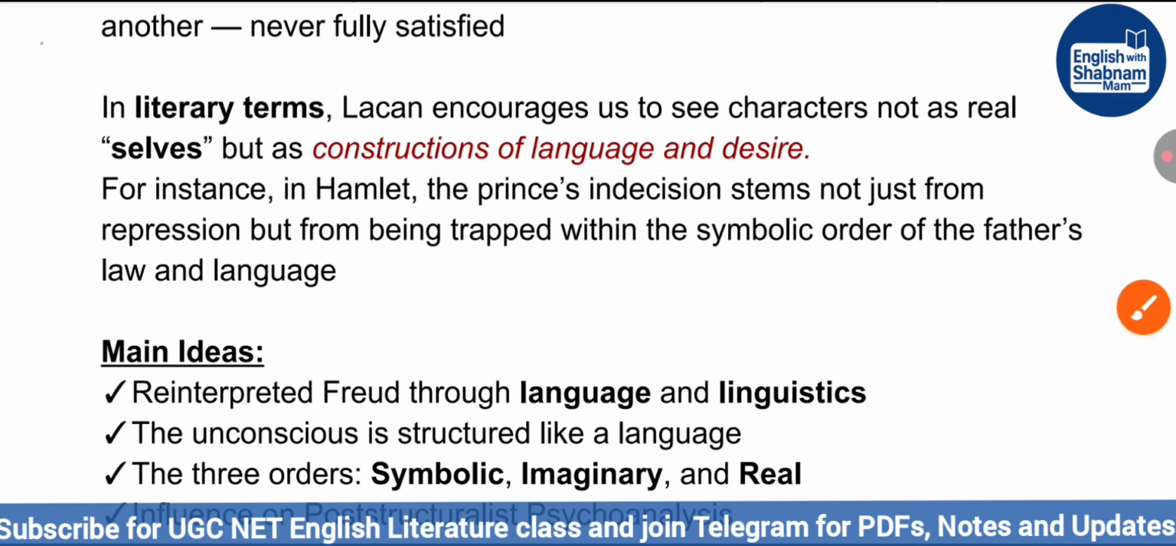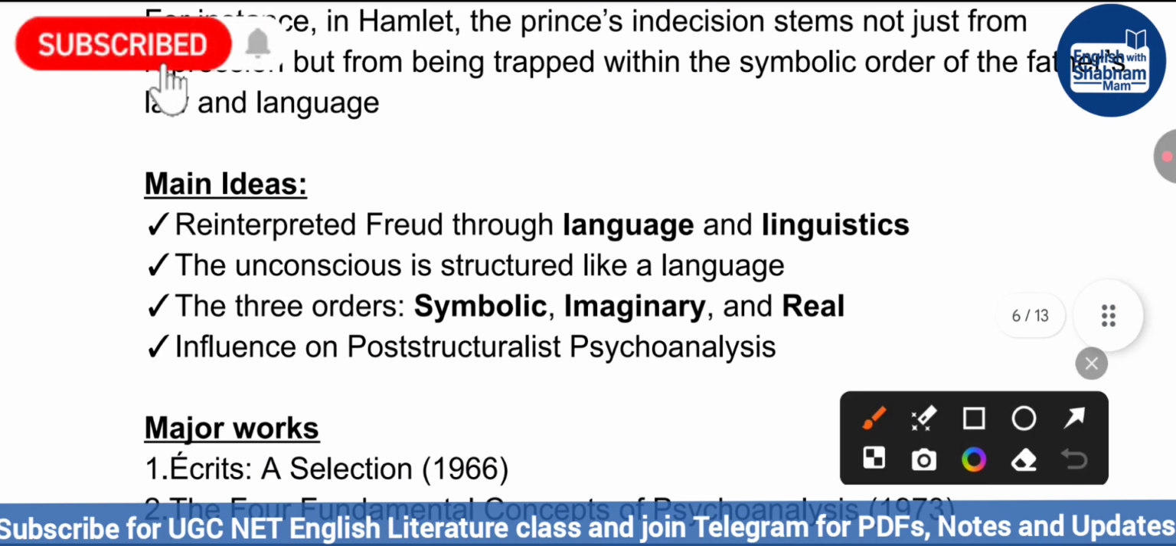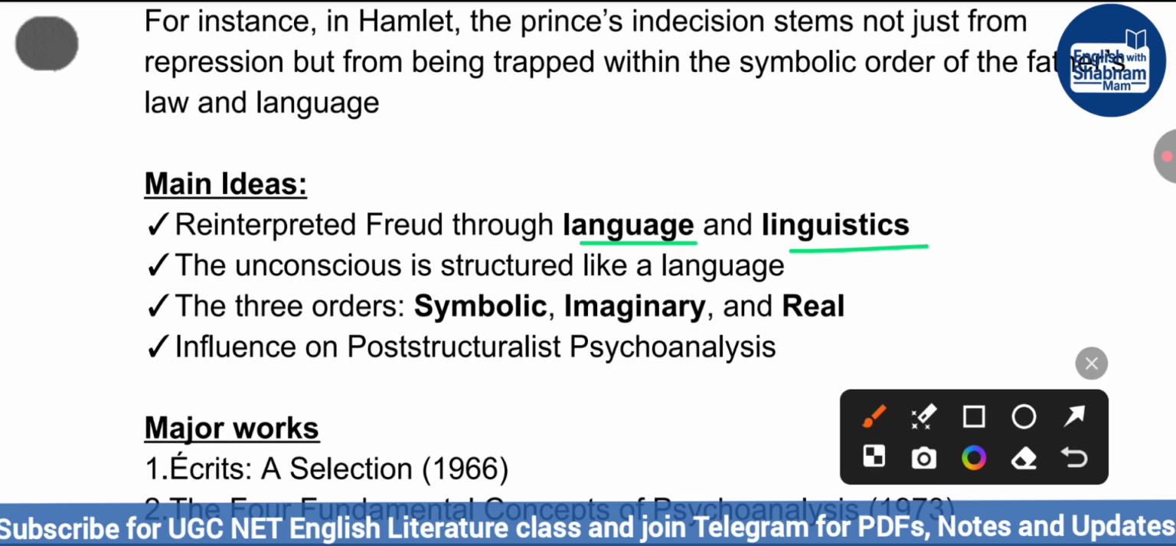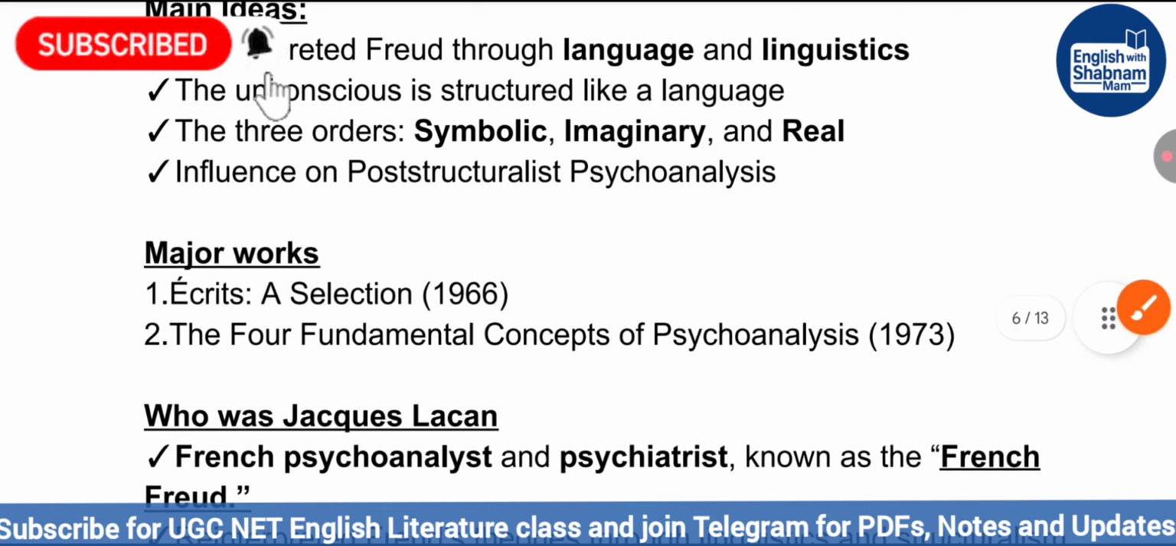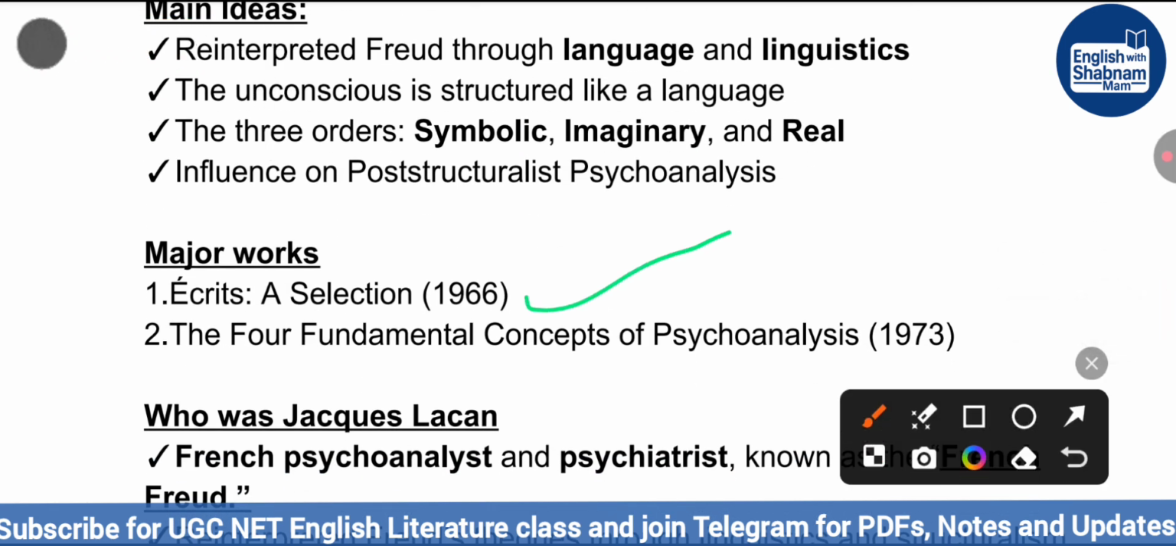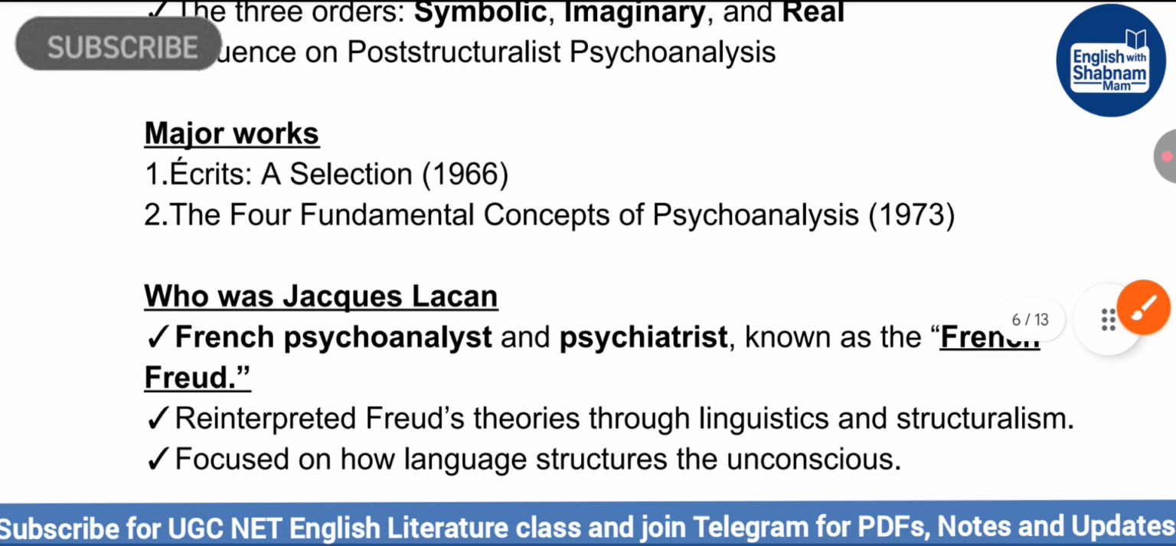The main ideas given by Lacan: he reinterpreted Freud through language and linguistics. The unconscious is structured like a language, according to Jacques Lacan. The three orders he gave are the symbolic, the imaginary, and the real, and he influenced post-structuralist psychoanalysis. Major works you can remember: Écrits, a Selection, 1966, and The Four Fundamental Concepts of Psychoanalysis, 1973.